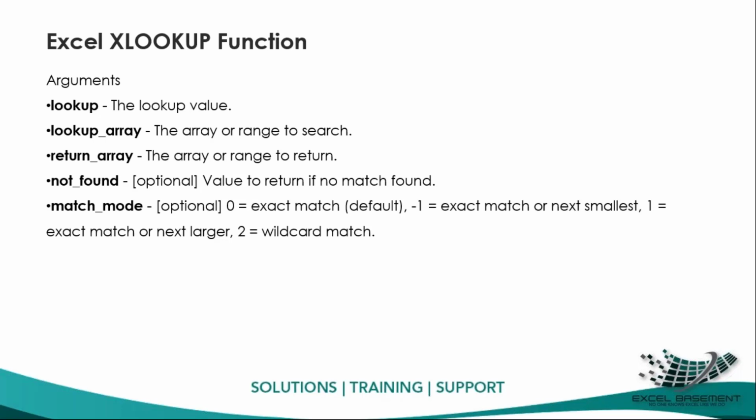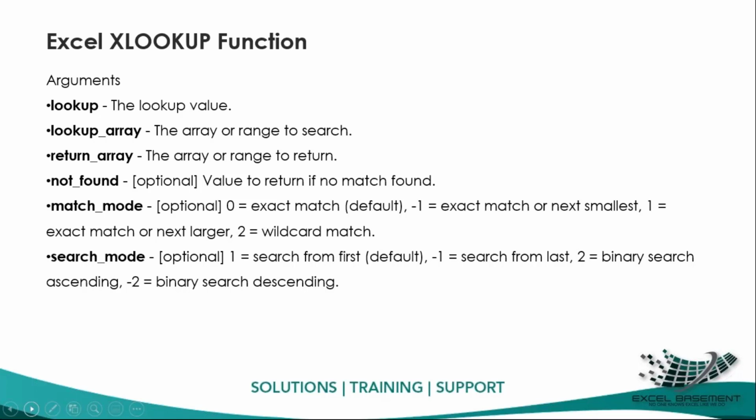Then we can also use -1 for the exact match or the next smaller. We can use 1 for the exact match or the next larger, which relates to the approximate match. Whenever we are finding a value which is not exactly available, we can go with 1 or -1 depending on the criteria. And we can use 2 if we are using a wildcard match. Some of you might know what wildcards are. We can use wildcards in SUMIFS, COUNTIFS, VLOOKUPs, index and match for partial matches.